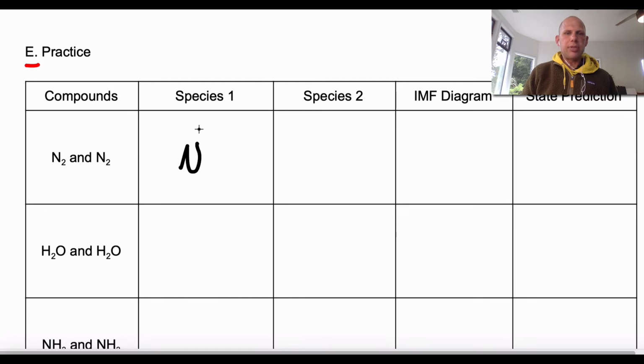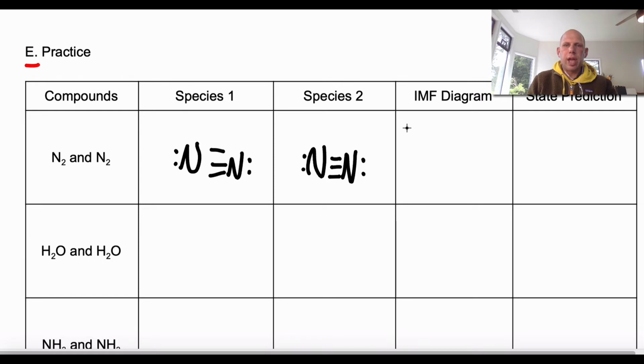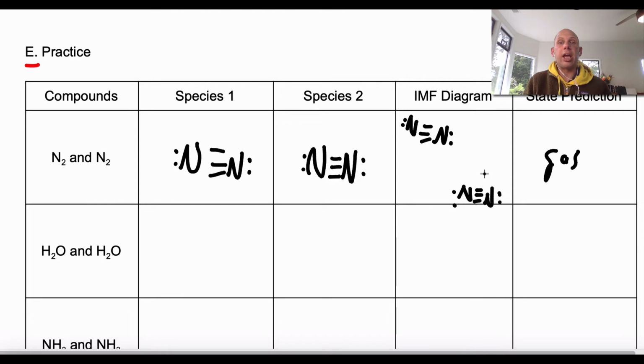So what happens if we have N2? And another N2. Okay, so these two things came together, which they always will. Okay, this is nonpolar and this is nonpolar. So the IMF diagram, think about this box as the box that they're in. These are going to be far away from each other. They're not going to be close to each other. So the state prediction here, is it going to be a liquid or is it going to be a gas? It's going to be a gas because there's a really weak IMF there.